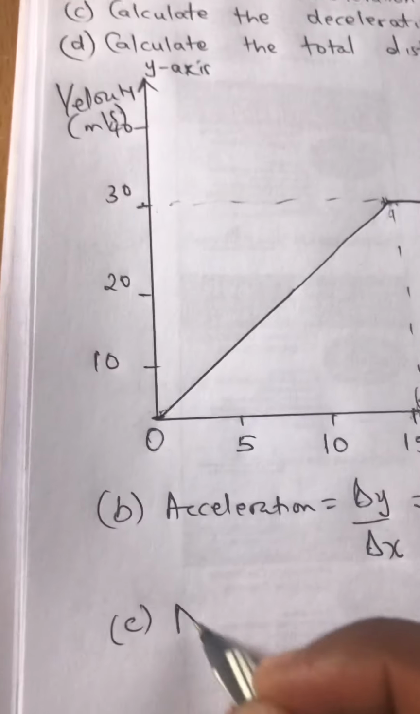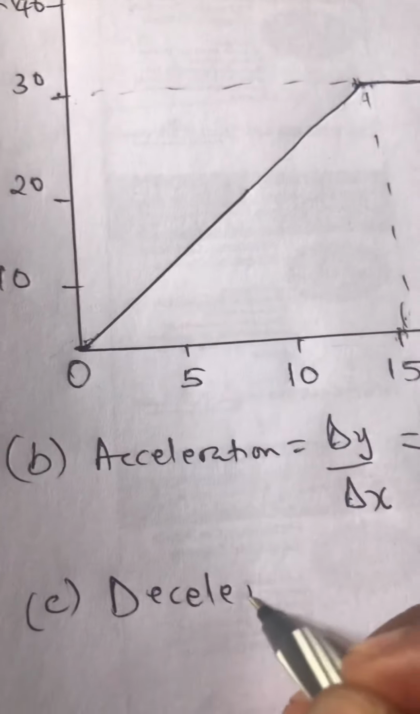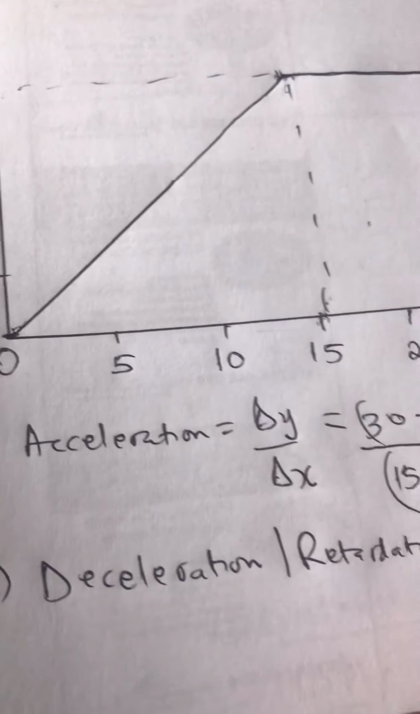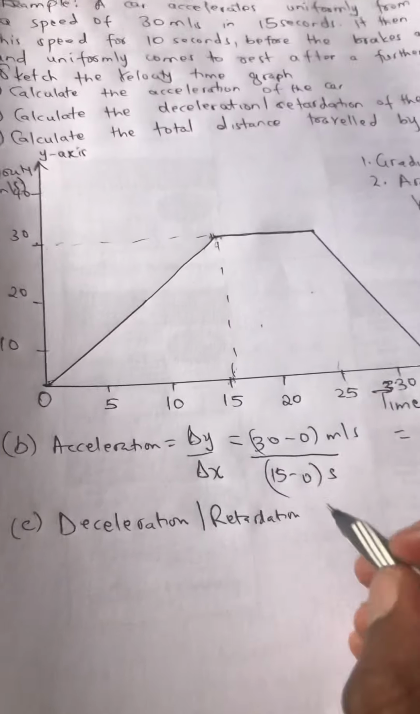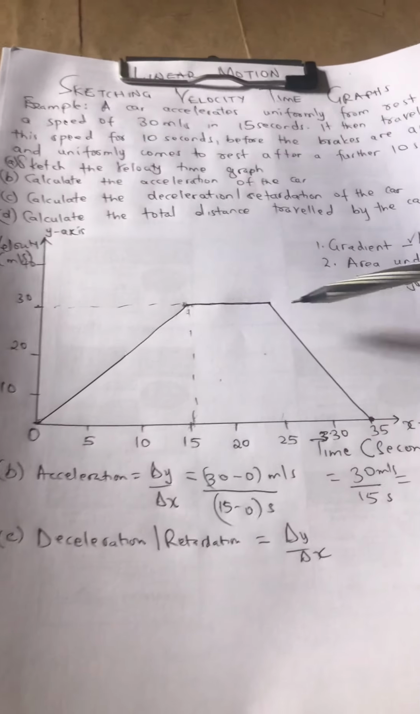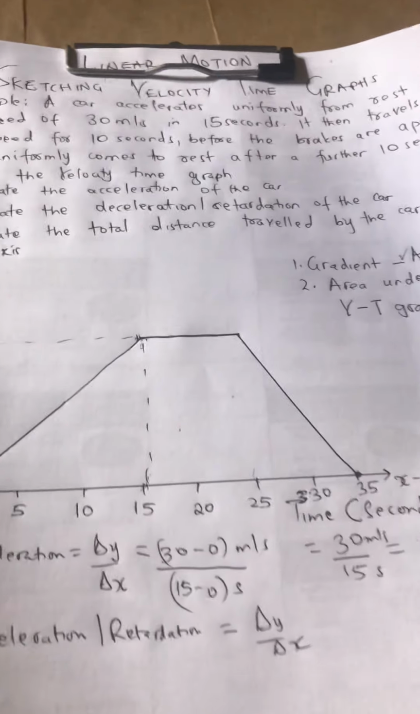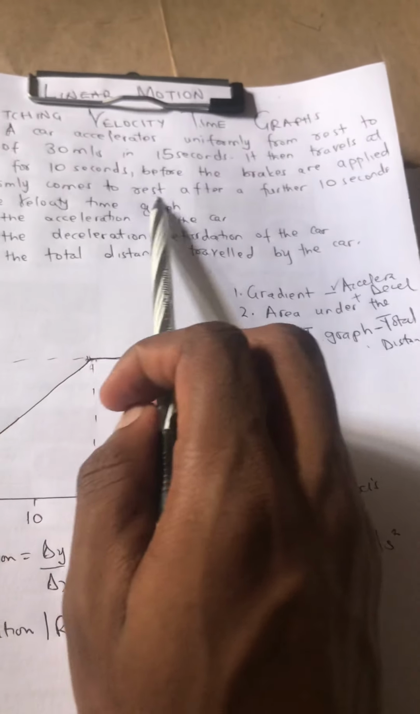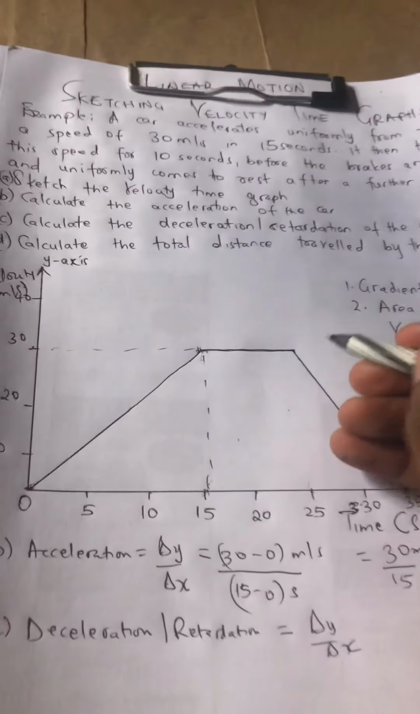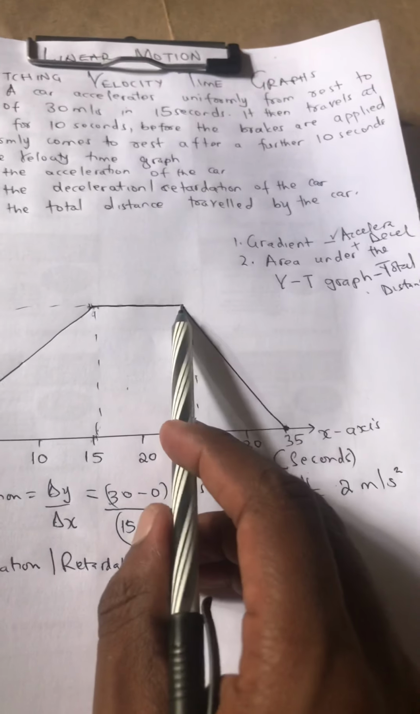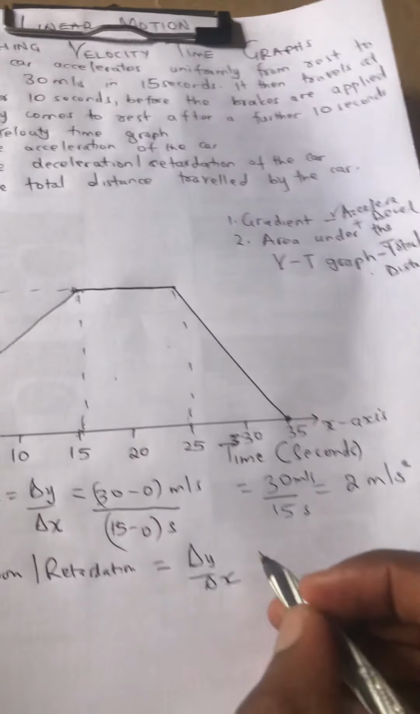I hope you have seen. Now our deceleration or retardation. Deceleration and retardation are the same thing. So the deceleration or retardation again will be change in y over change in x. But where does deceleration occur? Deceleration happens here. For the next part, we were told the brakes are applied and it uniformly comes to rest after a further 10 seconds. So it was there. Here is where the brakes were applied. So get the gradient there.